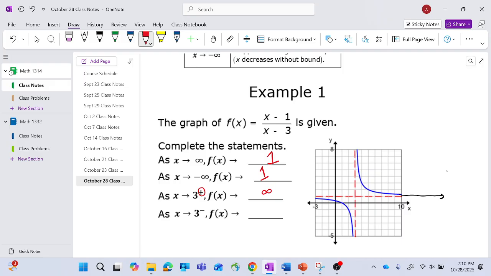If you're sitting right there, I can approach you from the left or the right side. The plus or minus tells you which side you're coming from. If it's plus, I'm coming to you from the right side. If it's negative, I'm coming to you from the left side. Does that make sense? So it'll always be like that. Right to left, negative; left to right, positive. So from the left side to 3, I'm going down to negative infinity.